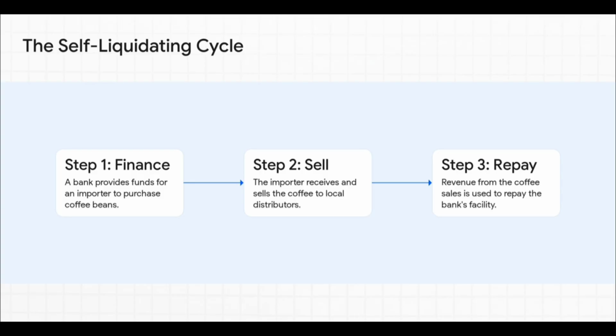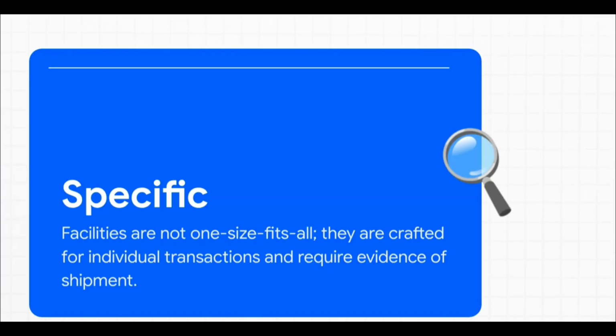And step 3, the money from those sales is then used to pay back the bank. See, it's a closed loop. The deal funds itself. And that brings us to specific. These facilities are not a one-size-fits-all kind of deal at all. Each one is meticulously crafted for an individual transaction. And this means it's all about the paperwork.